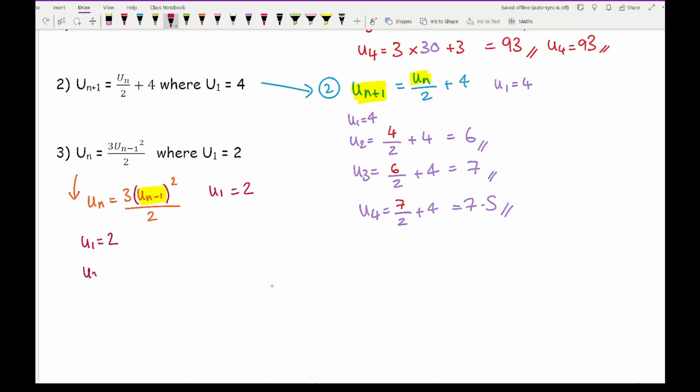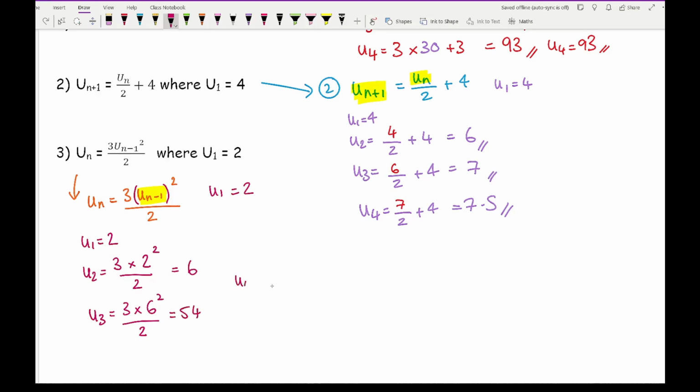So to work out u2, it's going to be 3 times the previous term, which is 2 squared, divided by 2. So that's going to be 4. So 3 times 4 is 12, divided by 2 is 6. Then u3 is going to be 3 times the previous term, which is 6 squared, divided by 2. So 3 times 6 squared, that's 3 times 36, which is 108, divided by 2 is 54.